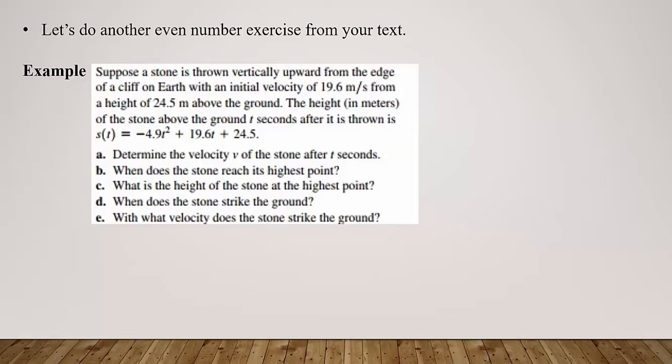So look at everything we're going to do here. We are going to determine in part A the velocity of the stone after t seconds. We're going to determine in part B when the stone reaches its highest point. Then in part C, we'll determine the height of the stone at the highest point. Part D, we're going to determine when the stone strikes the ground. And then in part E, we're going to determine the velocity at which the stone strikes the ground. So folks, we're going to head off to the chalkboard now to work through these 5 parts.